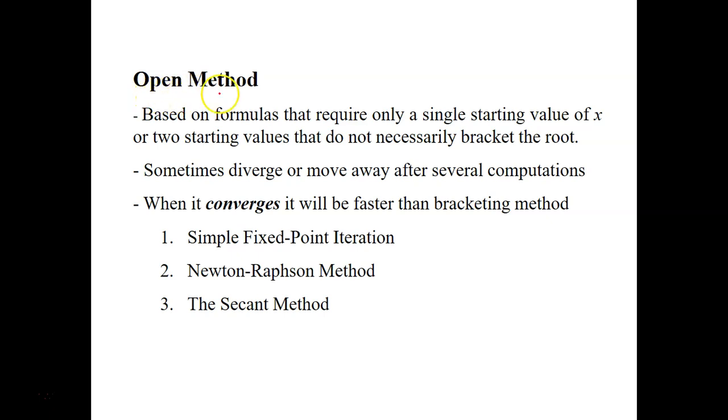Hi everyone. In this video we're going to talk about open methods. You have seen closed methods before, which are the bisection method and the false position method, in which the roots must be in the bracket of XL and XU. But in this case, you only require a single starting value of X, or 2. It can be either 1 or 2. It's different from the bracketing methods, where you need 2 starting values.